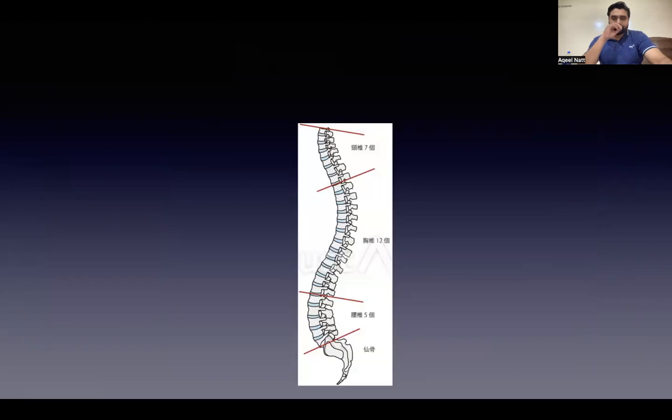Then we have to know the spine is one of the most mobile segments, but there are four most dynamic areas of the spine. We'll see this is the craniocervical junction, this is the cervicothoracic junction, this is the thoracolumbar junction, and then the end of the lumbar and start of the sacrum. These are the most load-bearing and mobile areas of the spine.